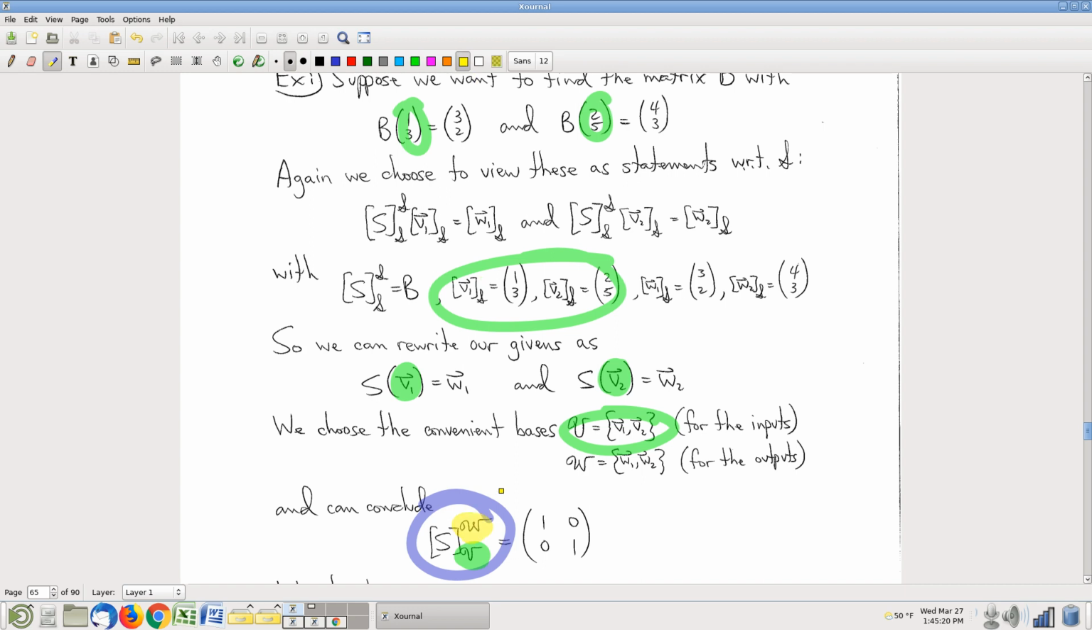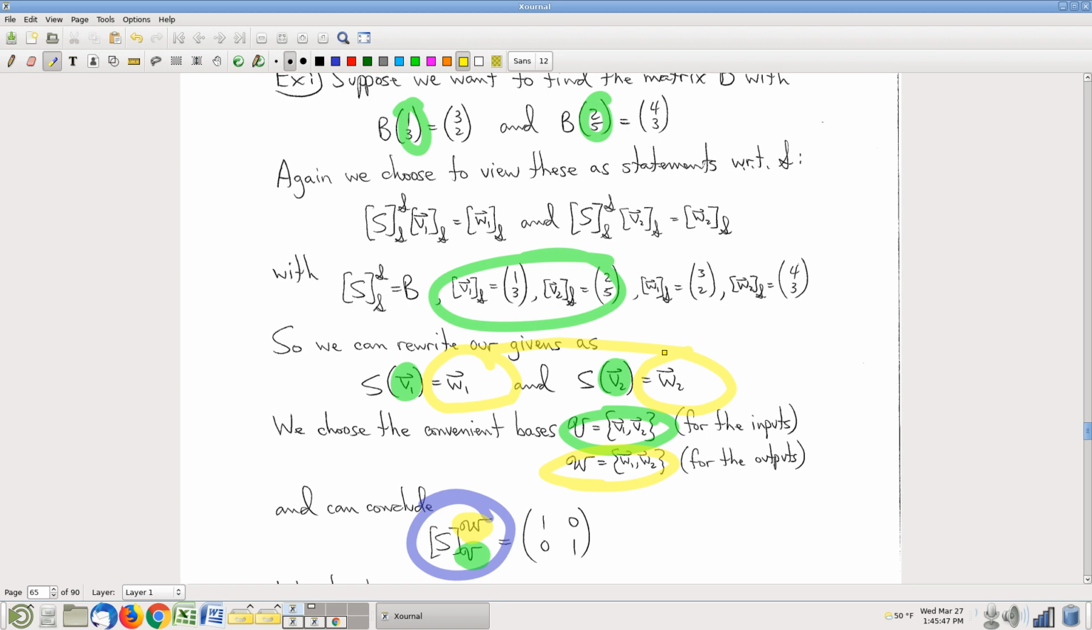What should this script W be? I get to pick any basis I want. Well, whatever I pick for my script W basis, I'm going to have to write these outputs in terms of that basis. What basis would it be really convenient to write these two vectors in terms of? These two vectors being W1 and W2.